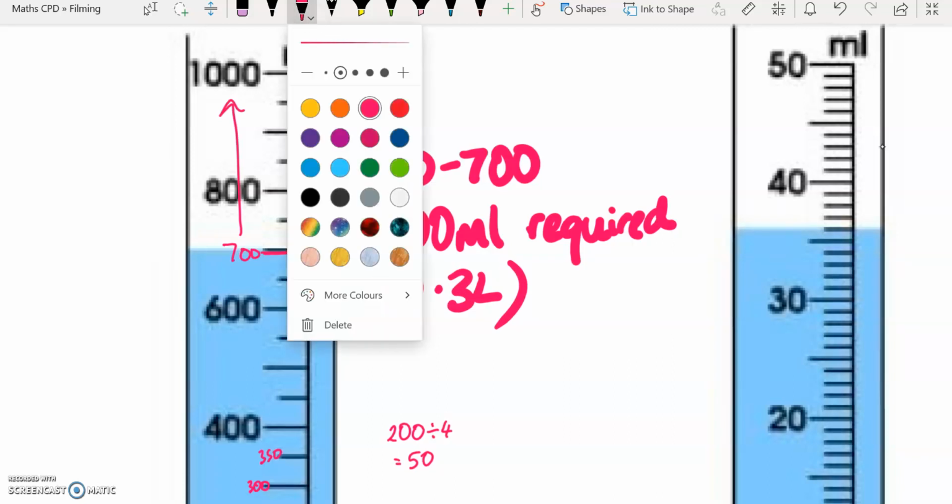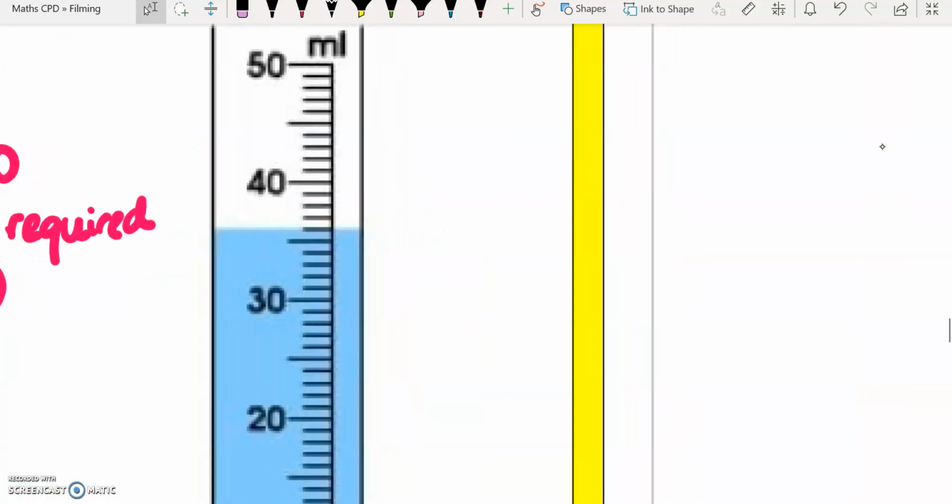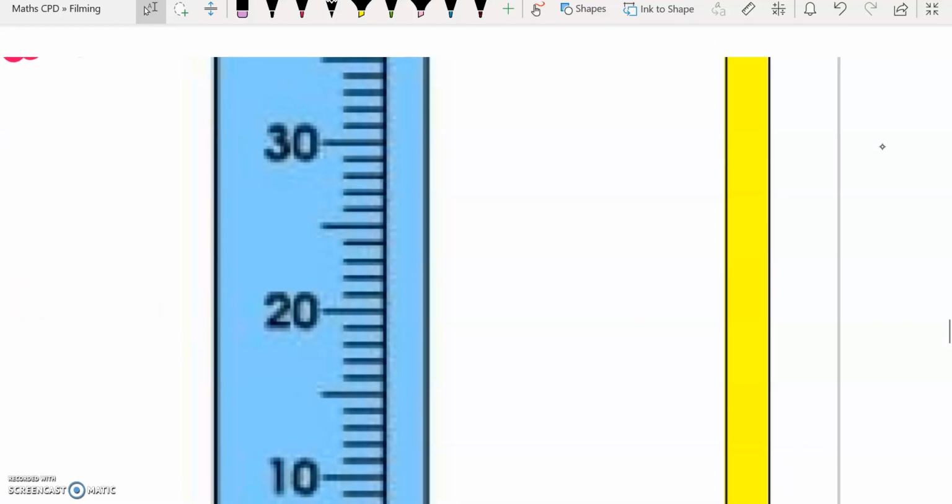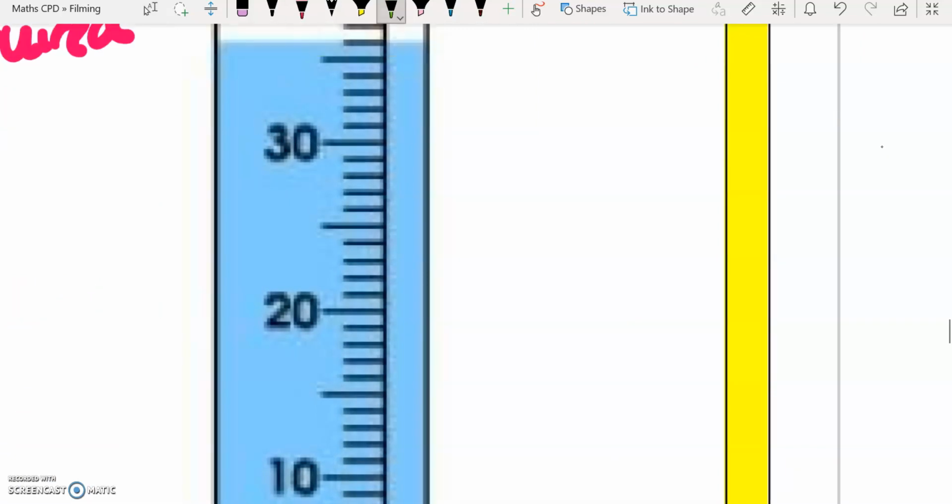Okay, last one. Okay, so here we have to look at the scale again, see what we're going up in. So between 20 and 30, between these two, they are 10 apart. And there are 1, 2, 3, 4, 5, 6, 7, 8, 9, 10. So they're 10 apart, there's 10 lines. That means that each line must represent 1.